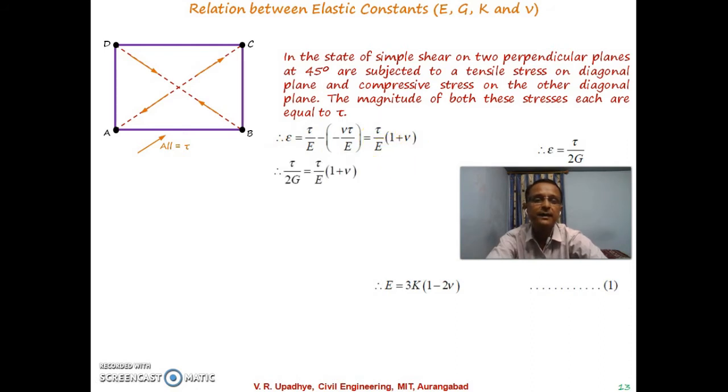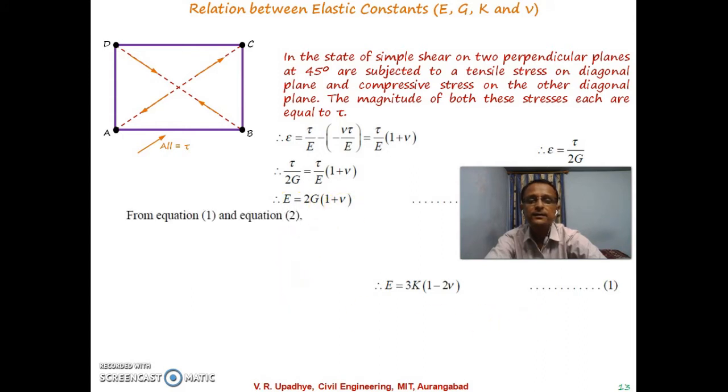Earlier we had epsilon is equal to tau divided by 2G, and now over here we have the equation epsilon is equal to tau divided by E, 1 plus mu. So if we equate these together, this tau gets cancelled and we have a relation between E and G. If we take E on this side and 2G on this side, E is equal to 2G 1 plus mu. So earlier we had an equation which was the relation between E and K, and now we have equation 2 in which we have the relation between E and G.